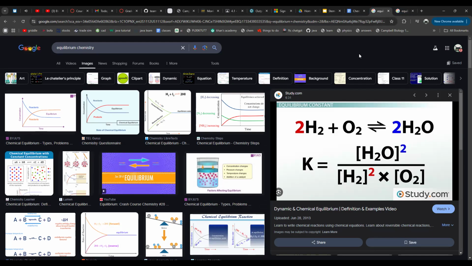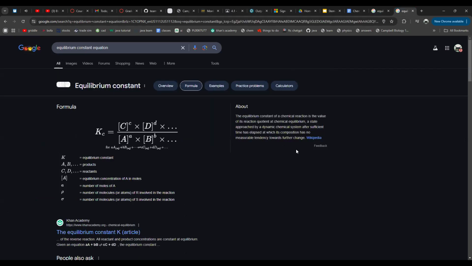So if K is large, that is, if K is greater than 1, it's going to favor the products. And if it's less than 1, if it's small, then it's going to favor the reactants. Because if there's more of the product, it's going to want to reduce more of the reactants, if that makes sense. You guys have any questions? It's kind of confusing. If it's less than 1, it favors the reactants.